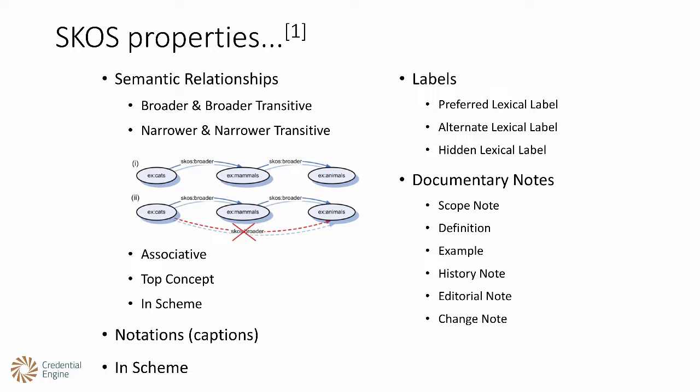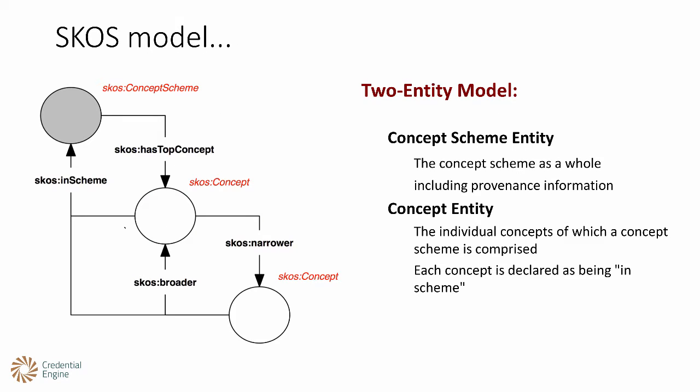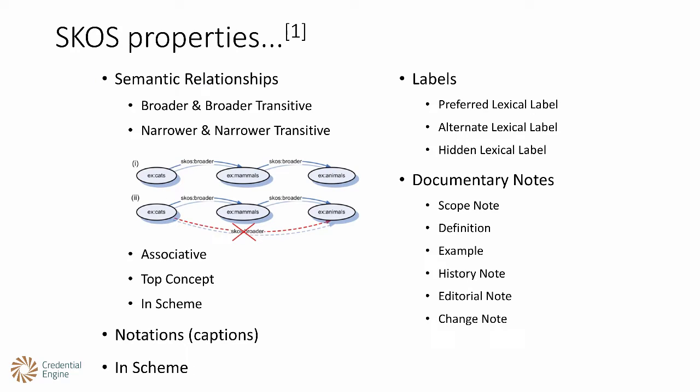There are associative relationships where you can say that one concept in your vocabulary is related, is associated to some other concept. You can draw that. We saw top concept in work. We saw here has top concept, and at the same time, that top concept can point back to the concept scheme to say that it is a top concept in the scheme. We saw in scheme.